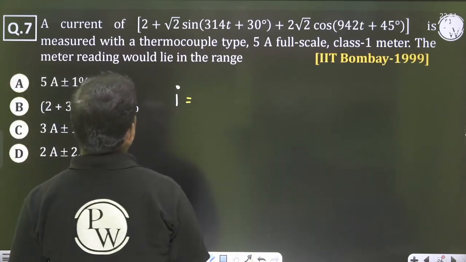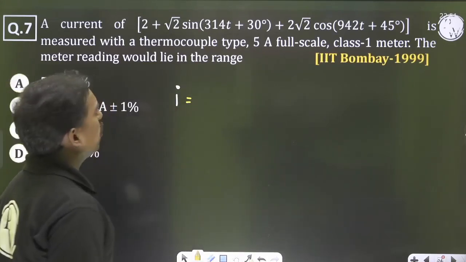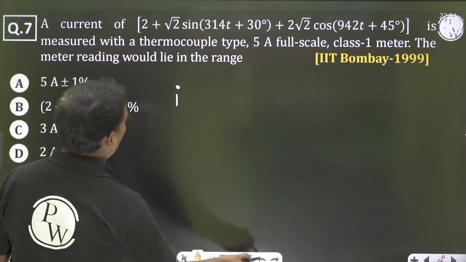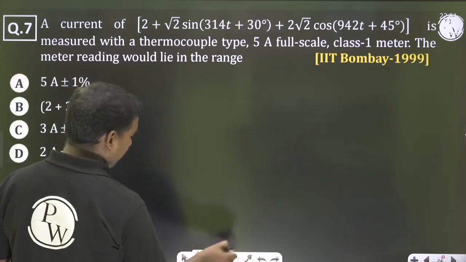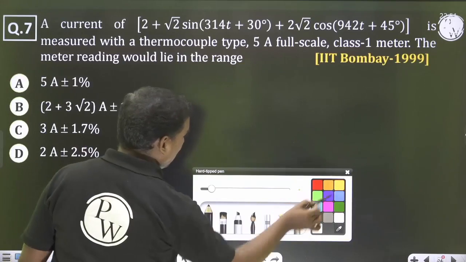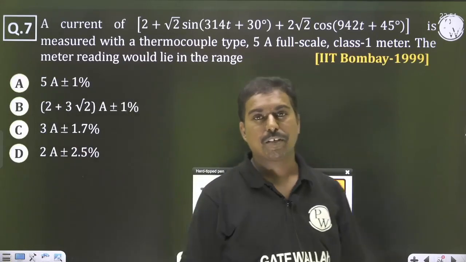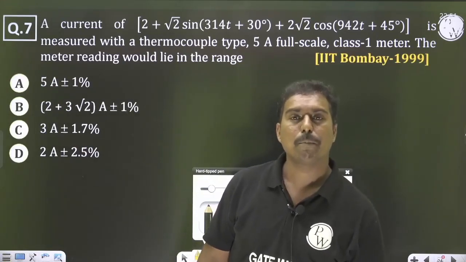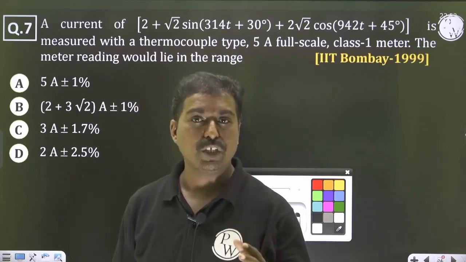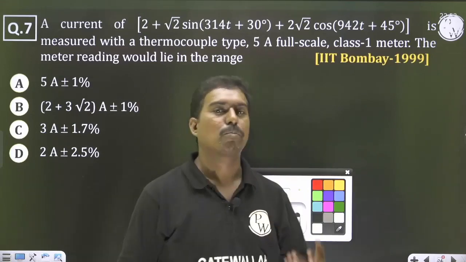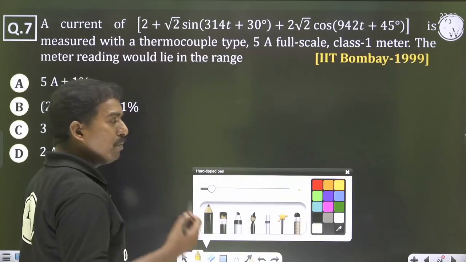Okay, take it. So measured with a thermocouple. Always remember here, thermocouple measures what? Always remember, PMMC, permanent magnet moving coil, measures the DC average value, whereas a moving iron and thermocouple will measure the RMS value.